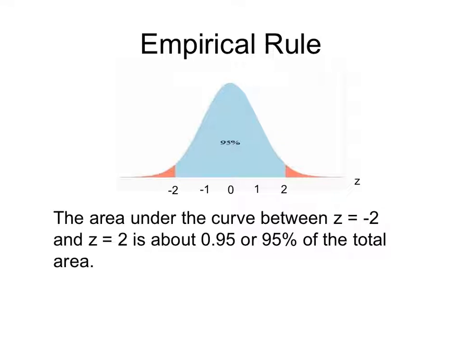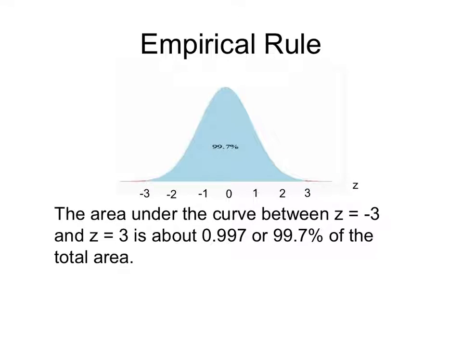If I go to where the z-scores are between -2 and +2, that encompasses about 95% of my curve. And if I go one more time to 3 z-scores above and 3 z-scores below the mean, that is about 99.7% of the total area. 99.7% is really, really close to 100%. So most of my curve is between 3 tick marks above and below my mean.